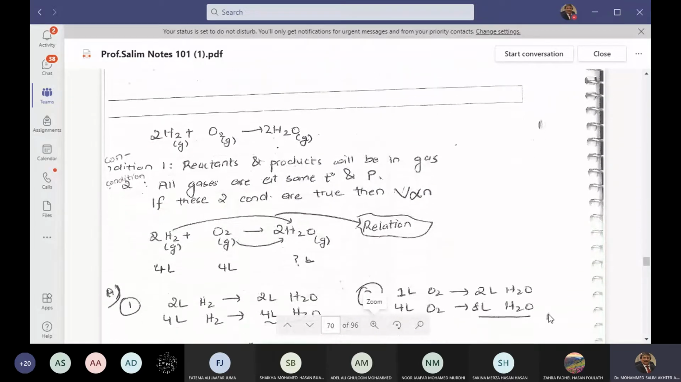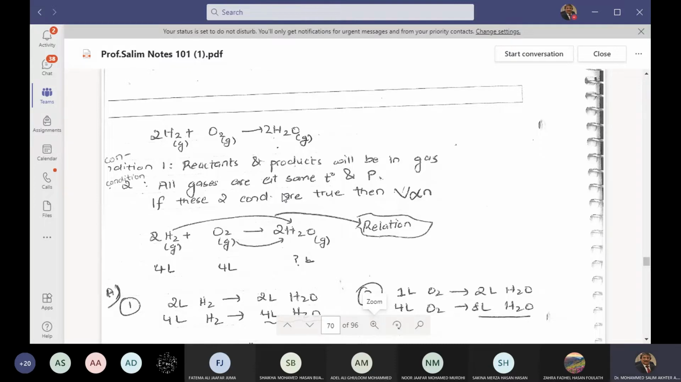Then we discussed the third law, which is known as Avogadro's law. Avogadro's law means, number one, all the reactants and products are in gaseous form. Number two, all reactants and products are at the same temperature and pressure.